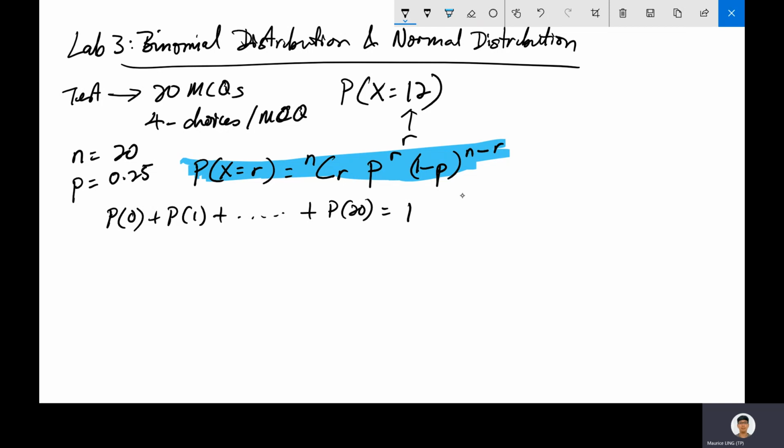In our case here, the probability of getting 12 marks is then given by this equation: 20 choose 12, probability 0.25 to the power of R, which is 12, and 0.75 to the power of 8. So you use your calculator, you can find out. What we are going to do now is how do you use Excel to find out?